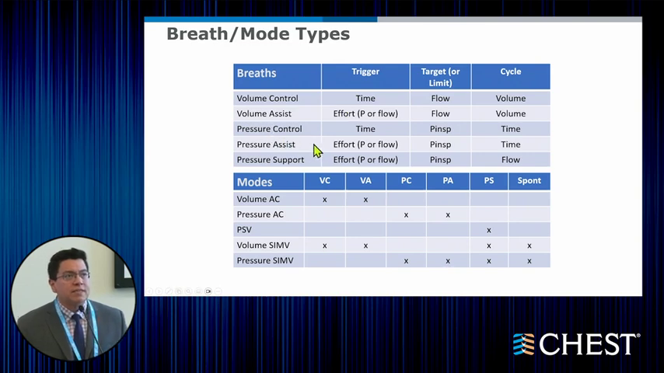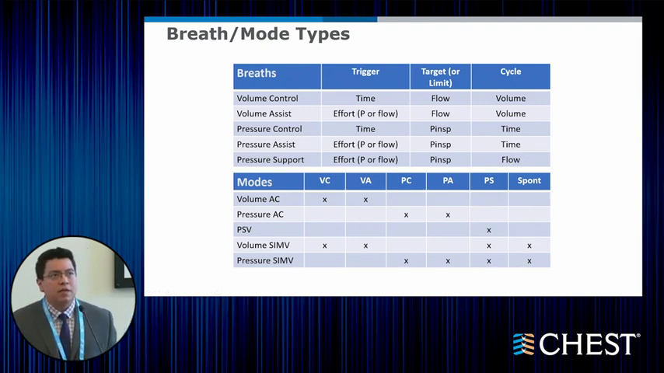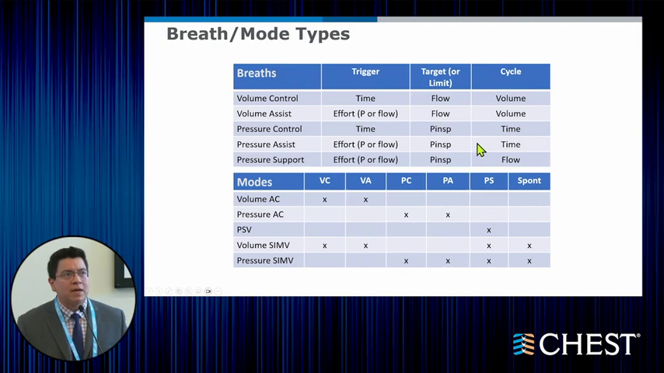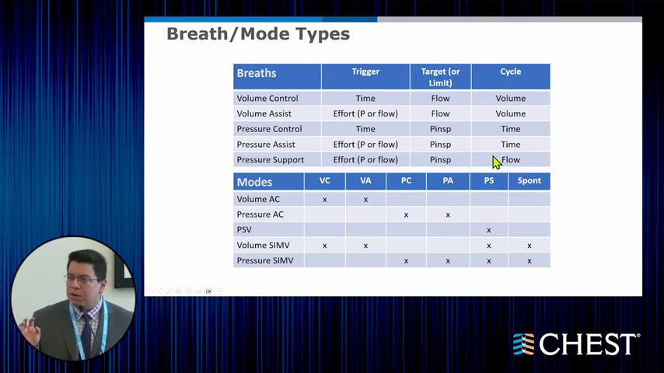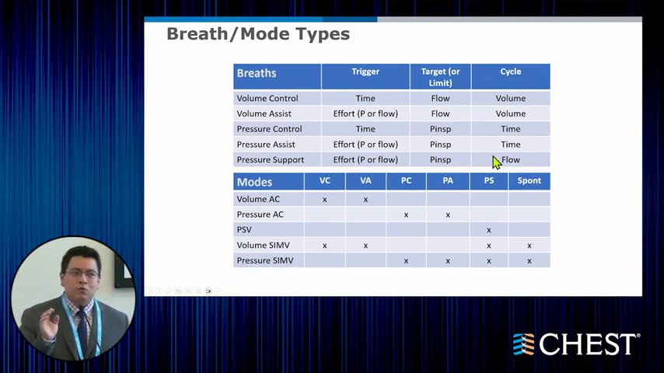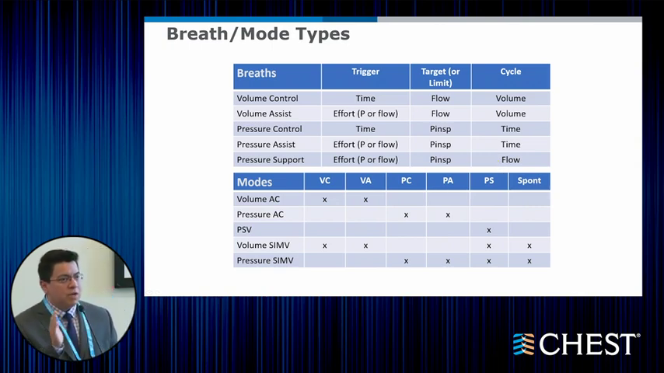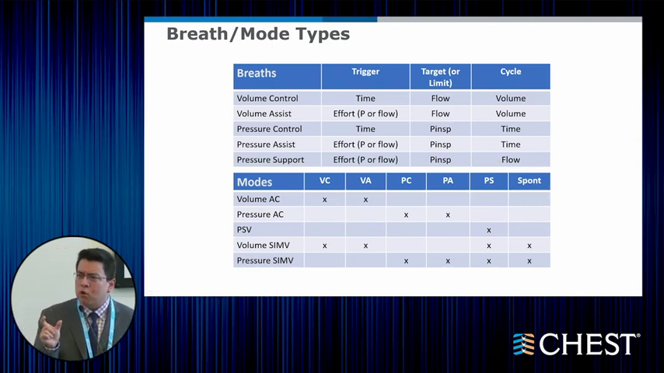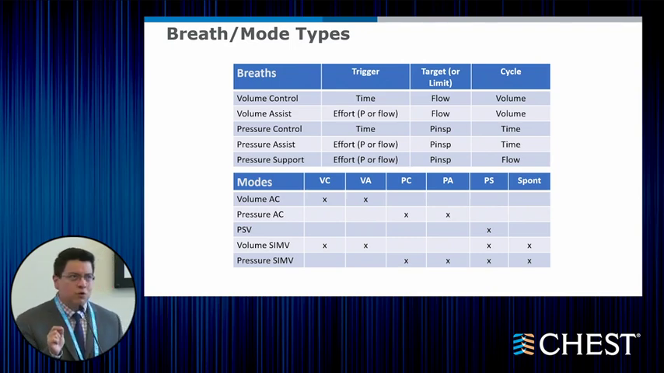In pressure assist, we can also trigger based on effort using either pressure or flow parameters. And if the patient is breathing below a certain respiratory rate and the backup rate is triggered, then the cycle is going to be determined by time. But pressure support ventilation has the peculiarity of using a very special criterion to transition between inspiration and expiration. That is called the flow decay, that we're going to review here shortly.